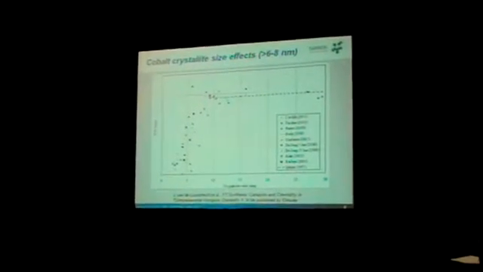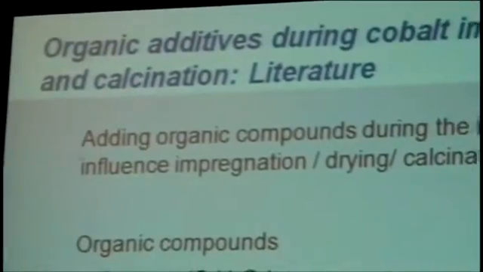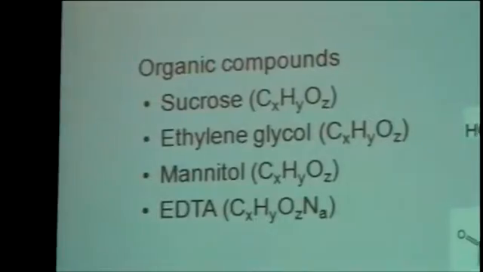So how can we get to a catalyst with these kinds of characteristics? I'd like to go back to a little bit of literature on one way of getting a catalyst with an optimized crystallite size. And that is the use of organic additives or organic compounds during the cobalt nitrate impregnation. There's quite a bit of literature on this topic using all kinds of different organic compounds. And I just want to show a couple of them.